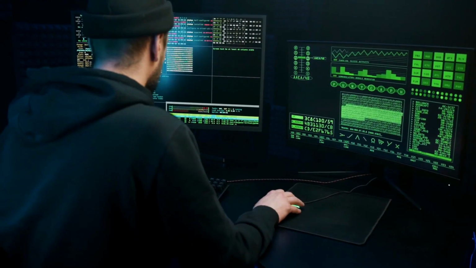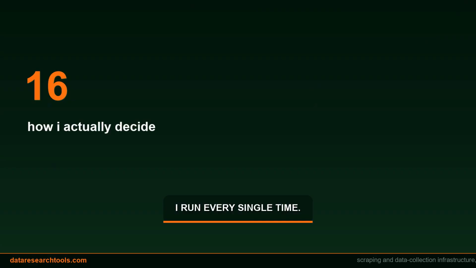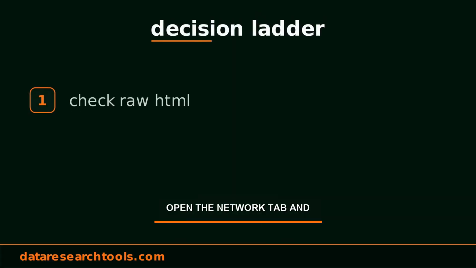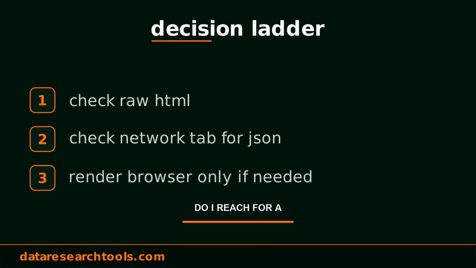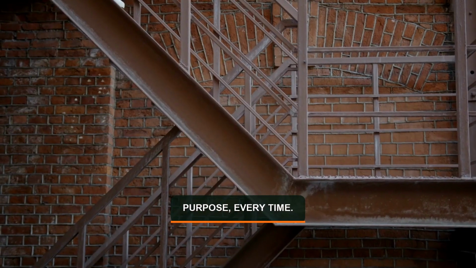How I actually decide. So here is the ladder I run every single time. I view the raw source and check whether the data is already in the server HTML, and if it is, I use a plain HTTP client and stop there. If it is not, I open the network tab and look for a background JSON API I can call directly, and if it exists, I use that. Only if both of those fail, when the data truly only exists after the browser renders it, do I reach for a headless browser, and even then I render only the pages that need it. Cheapest tool that gets the data, on purpose, every time.